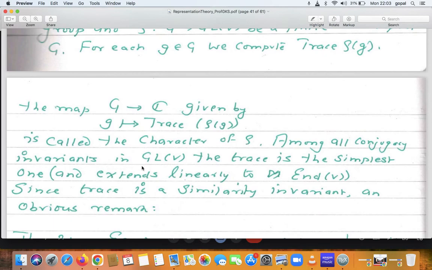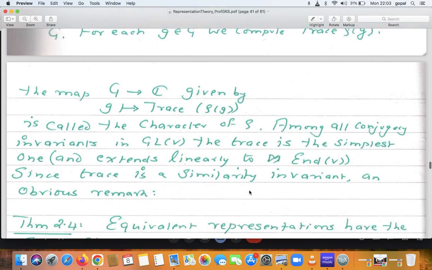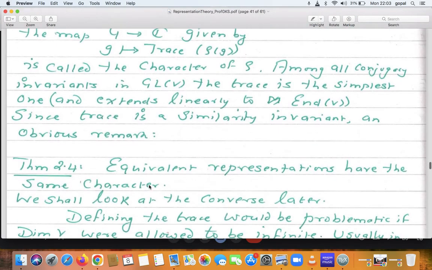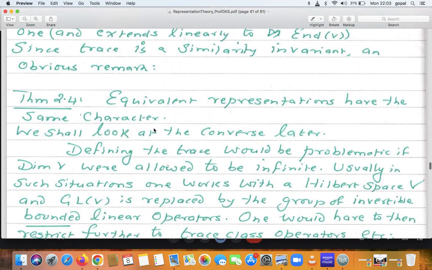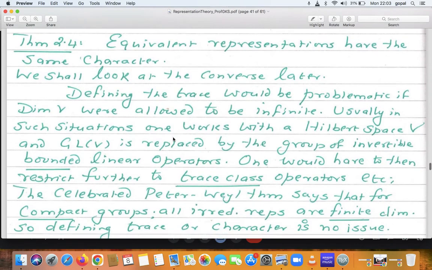Among all conjugacy invariants in GL(V), the trace is the simplest one because it extends linearly to all linear transformations. Trace is a similarity invariant, and so equivalent representations have the same character. The converse is also true for finite groups, and we shall look at the converse later.